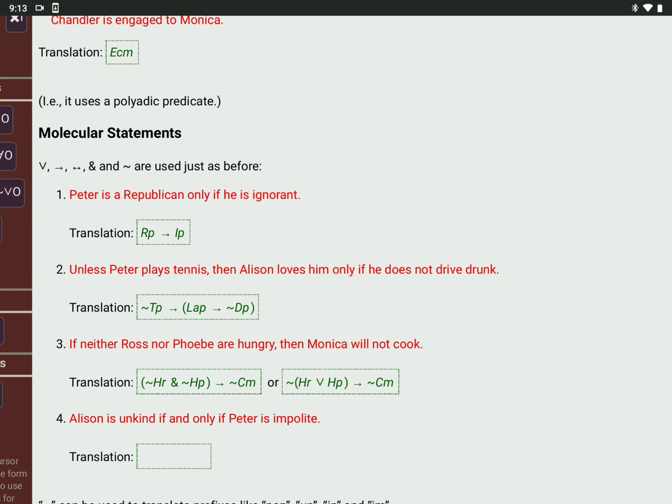You can also do neither nor with a negation outside of an or statement. Then it looks like this. If it's not true that either Ross is hungry or Phoebe is hungry, then Monica will not cook, not CM.